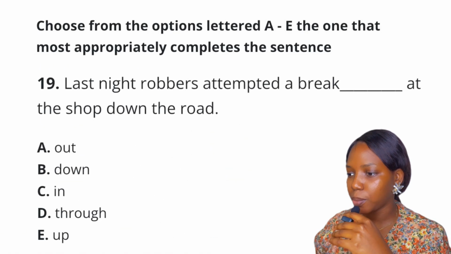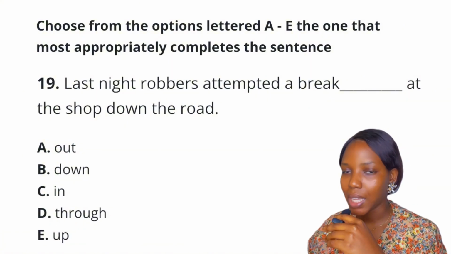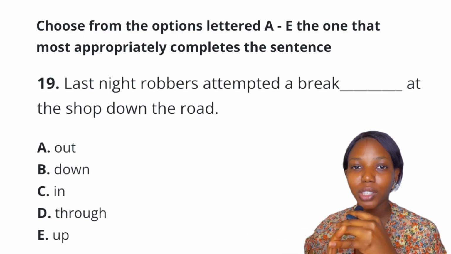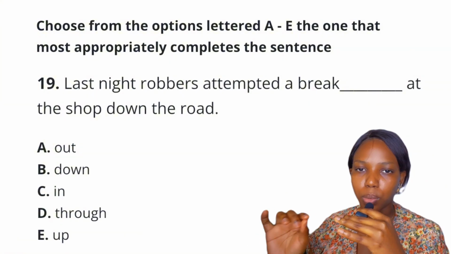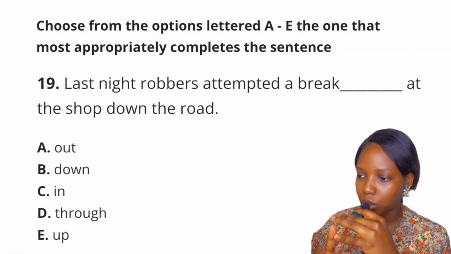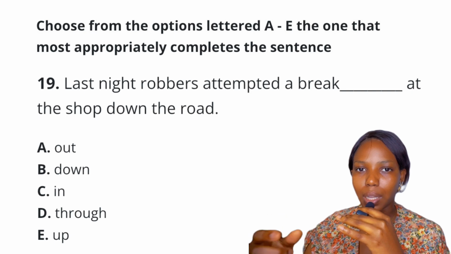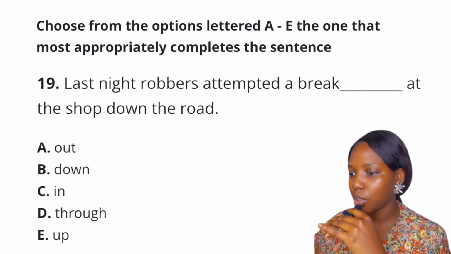Question 19. Choose from the options lettered A to E the one that most appropriately completes the sentence. Now, this looks very easy, right? And I'm sure you can do this. So the first step is to identify clues. The second is to eliminate wrong options. So what are the clues? Robbers at the shop down the road. So we need a word that implies entering into a place illegally. So eliminate wrong options.